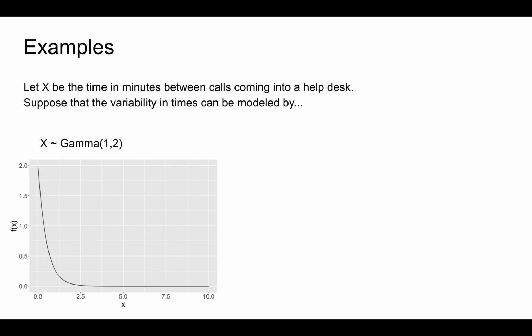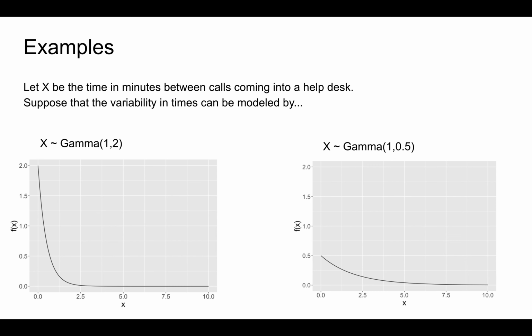Comparatively, suppose that at the least busy time of year, the time between calls at the call center can be modeled by the gamma 1-0.5 model. Though there's still an exponential drop-off here, it's a bit slower. The time between calls is typically around 2 minutes, and it's relatively common for there to be more than 2.5 minutes between calls.